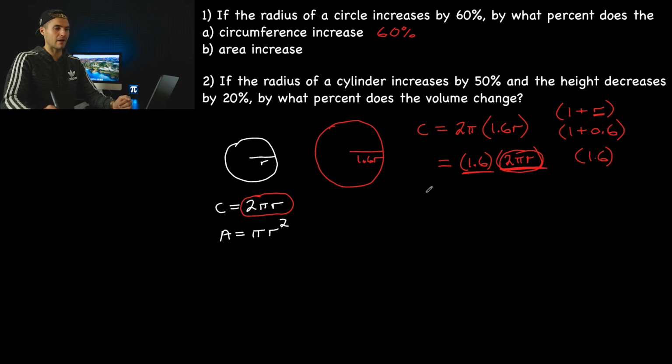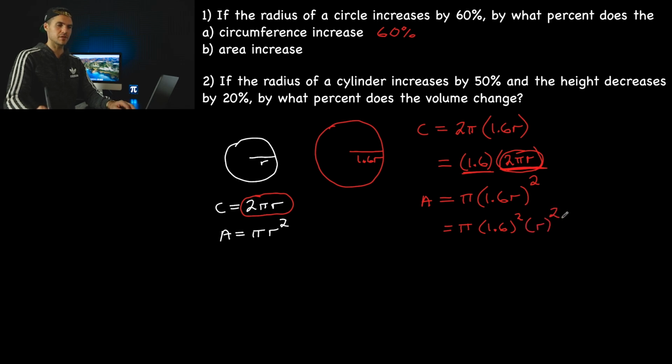Now, what about the area? Well, again, we know area is equal to pi times the radius squared. In this case, our new radius is 1.6 r, and we have to square that entire expression in brackets. And so if we simplify this, we're going to have 1.6 squared times r squared, like that. And so from here, let's continue this up here. We'll have the area is basically equal to pi. Now 1.6 squared gives us 2.56, and then we just have the r squared floating around right there at the end.